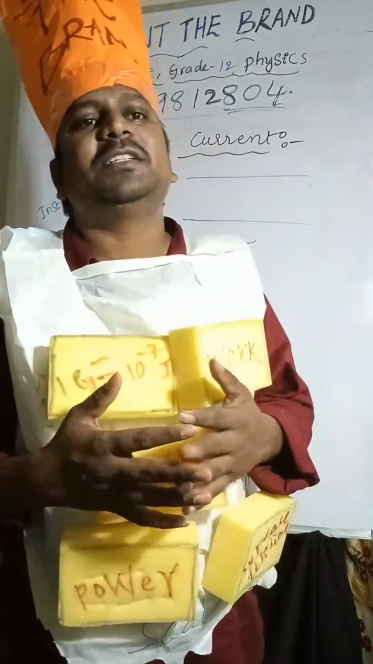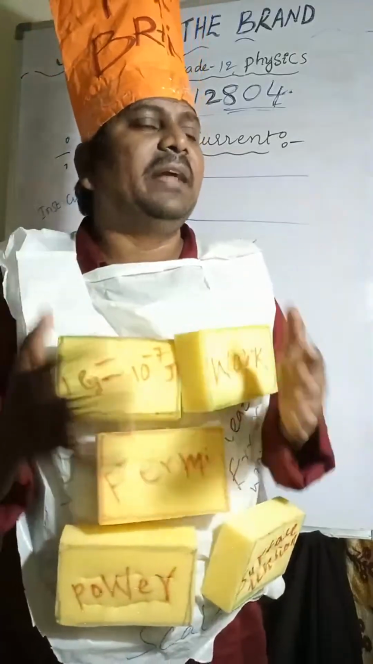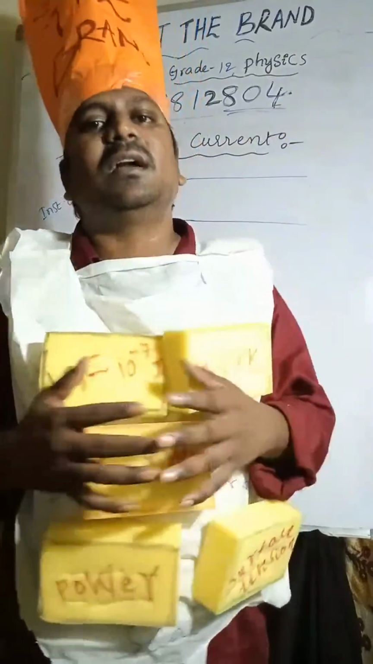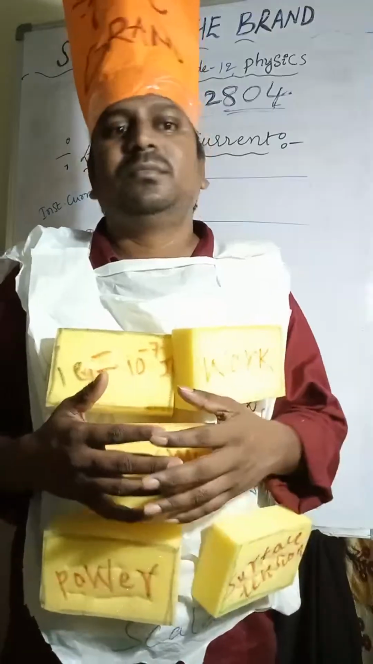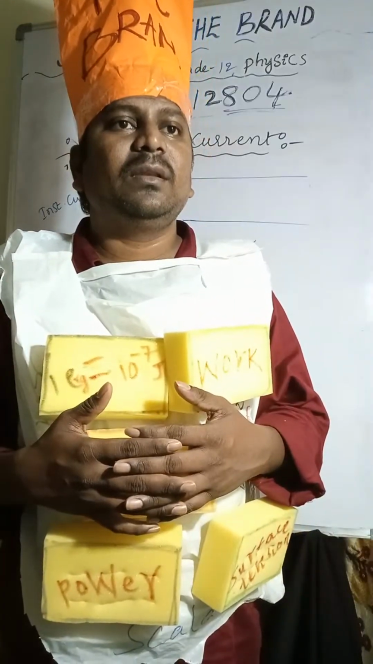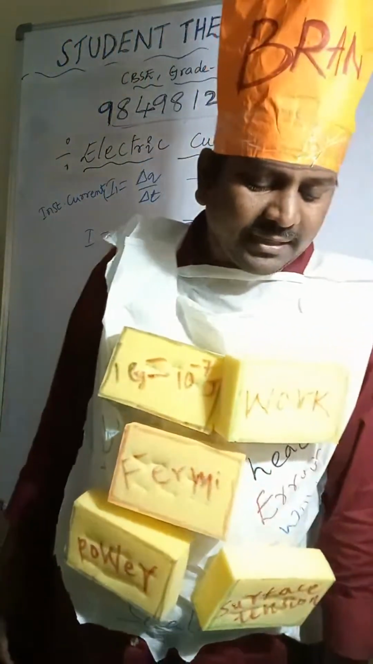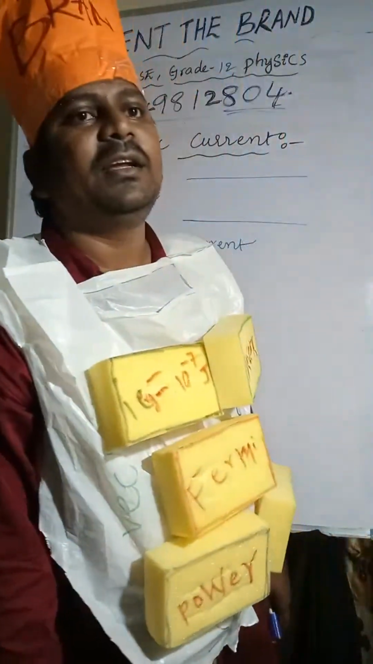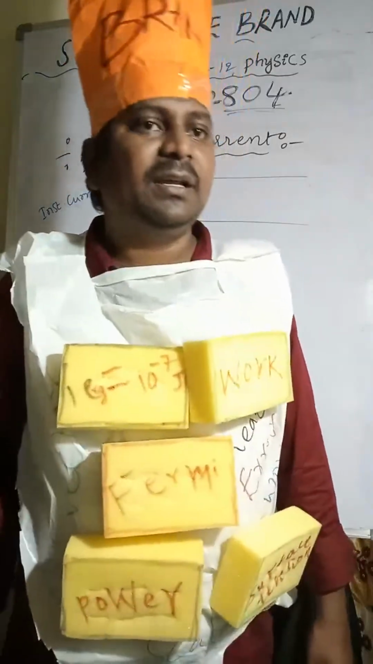Coming to the average current, the total net charge flowing through the conductor per unit time. So we can take it like that: I equal to delta q by delta t, I equal to q by t.